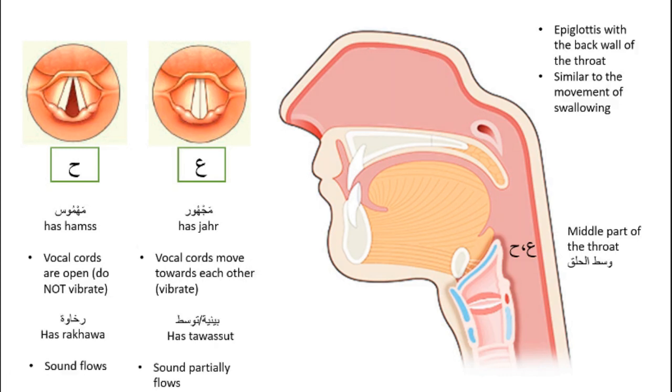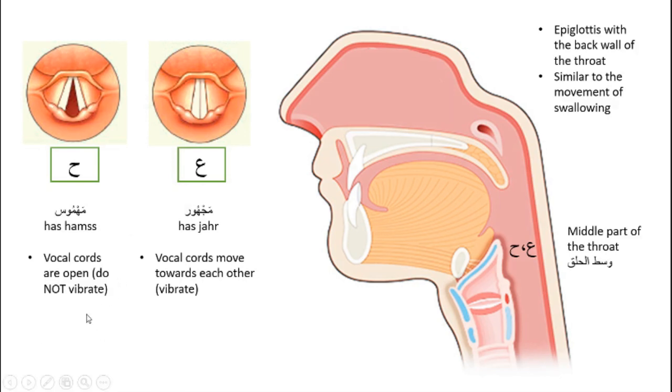Another difference between Ayn and Ha is that Ayn has tawassut or bayniyya, while Ha has rakhawa, which means that for Ha, the sound flows, but for Ayn, it only partially flows. And this is why Ha can be extended longer than Ayn. So if you say Yah, you can extend it longer than Ayn. Yah.